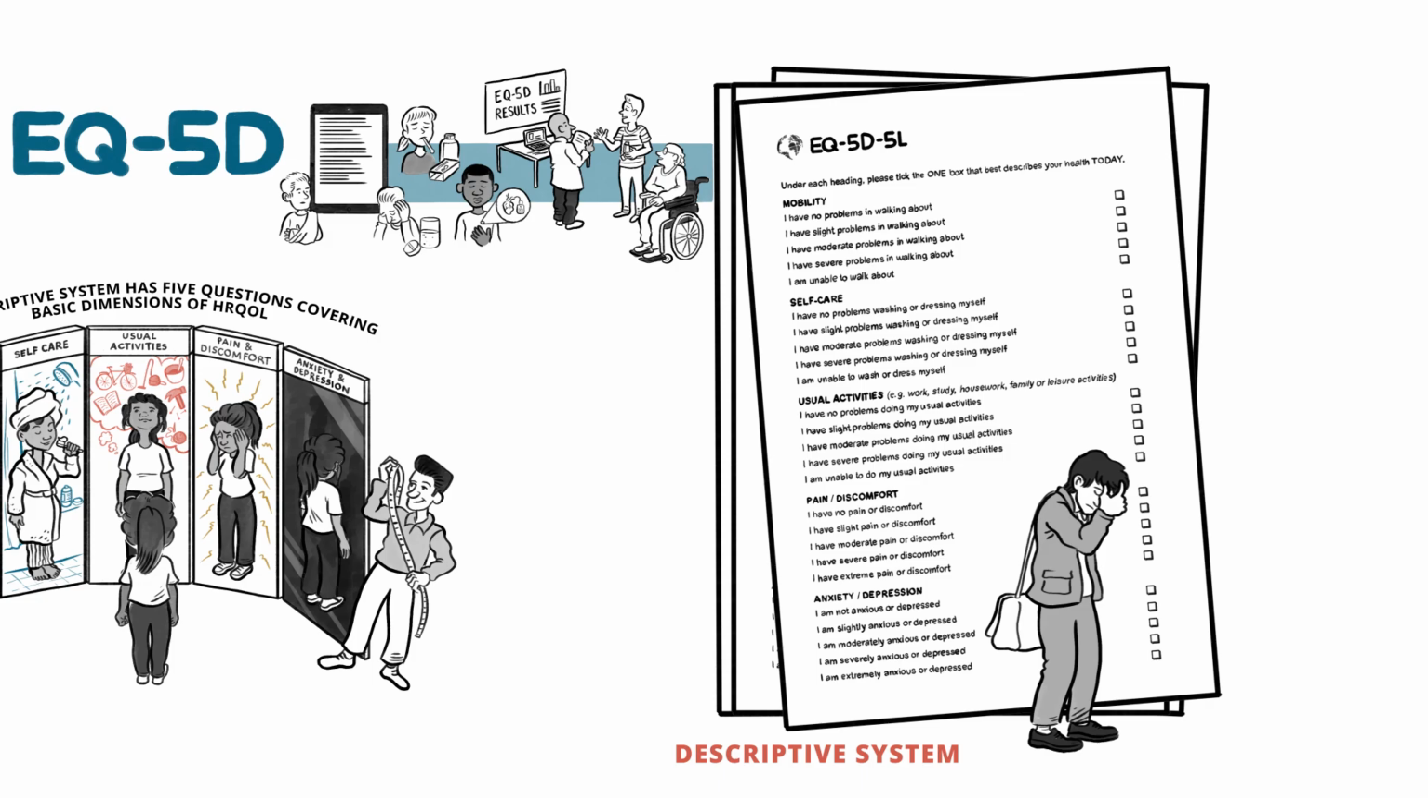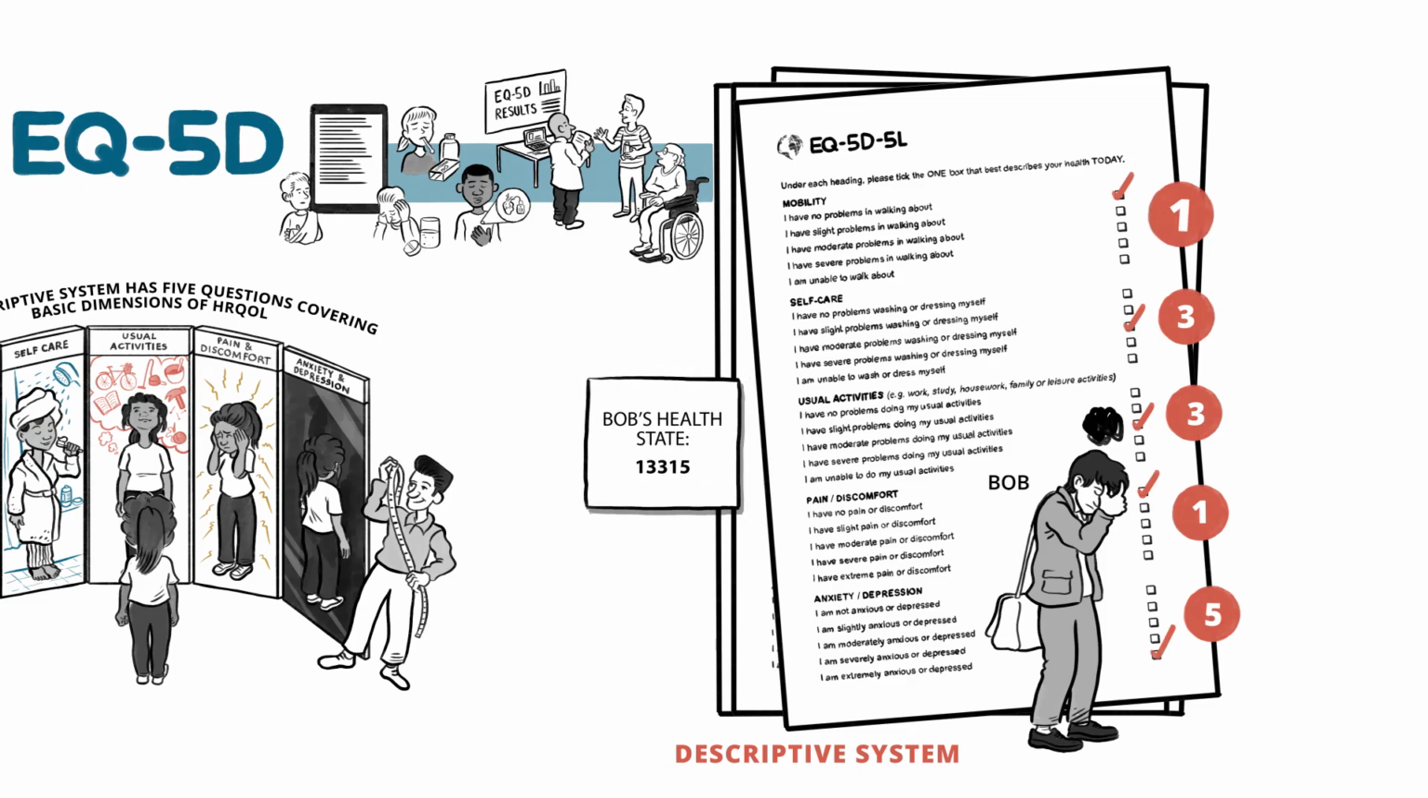So, for example, Bob suffers from depression, and on the day that he completed the questionnaire, he reported no problems walking about, having moderate problems with self-care and also with usual activities, no pain or discomfort, and being extremely anxious or depressed. Bob's responses were then coded, with no problems given a 1 and the most severe problems given a 5. This means that Bob's health state, on the day he completed the EQ-5D, can be represented by the numbers 1, 3, 3, 1, 5.